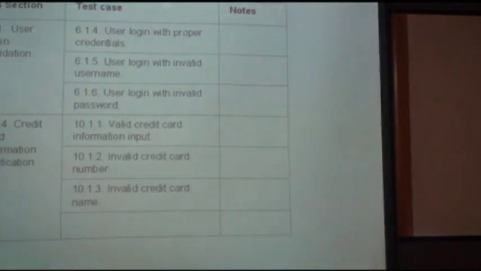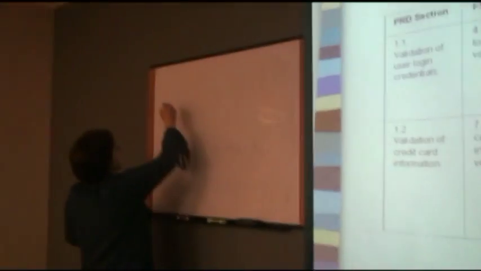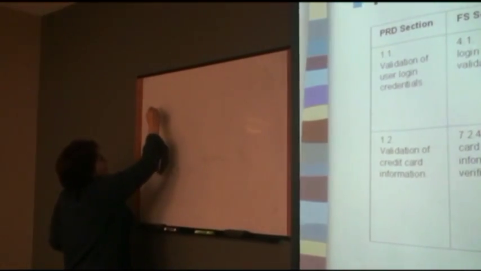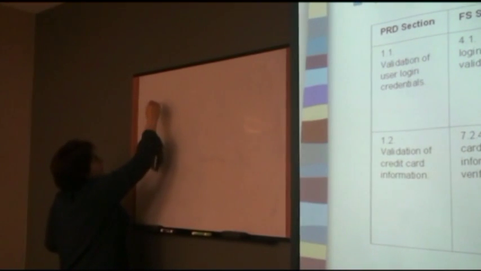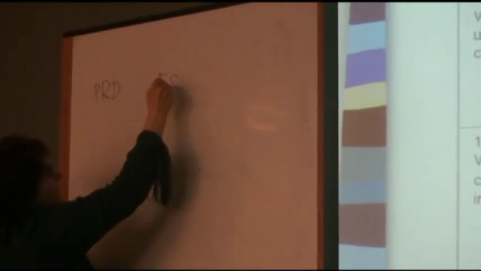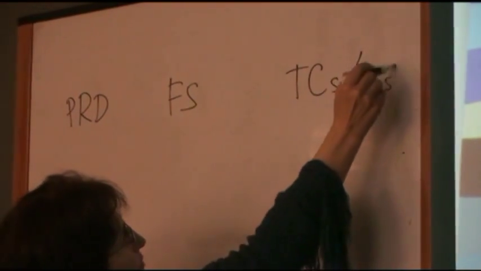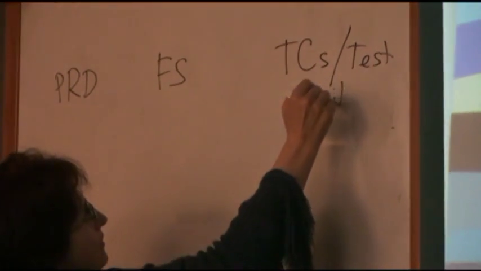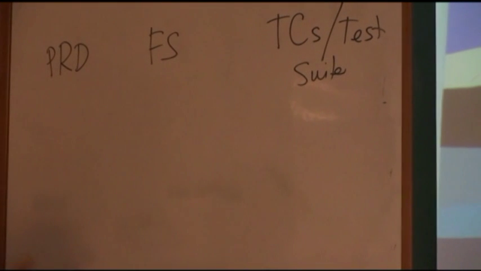So usually the traceability matrices go like this. These are the requirements, the PRD, this is the functional spec, and these are the test cases or test suites. A test suite is a collection of tests, so just a set. For example, by functional area: login test cases, shopping cart test cases, something else test cases.